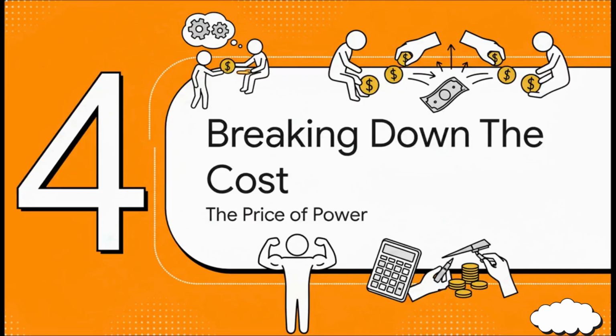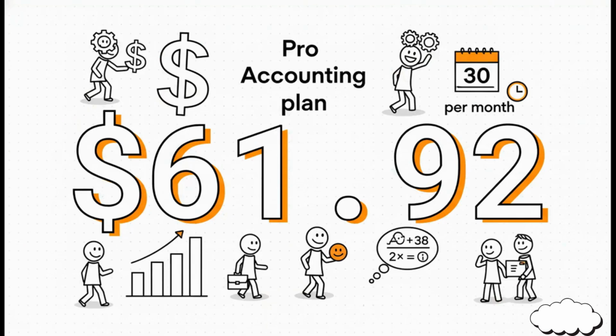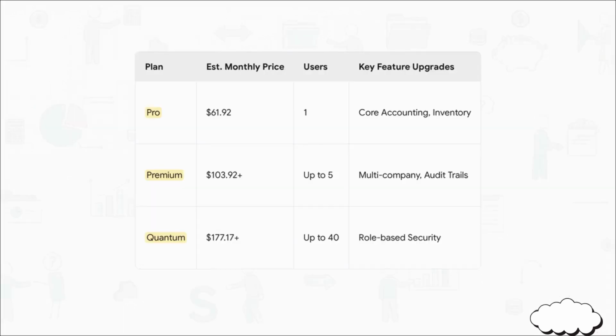All right, so you're probably wondering, what's all this power going to cost me? Let's talk money. Time to break down the pricing for Sage 50. So the starting line, the entry point for one user on their Pro Accounting plan is going to run you about $62 a month. That's your foot in the door. But of course, it doesn't stop there. As you can see, the plans really scale up.